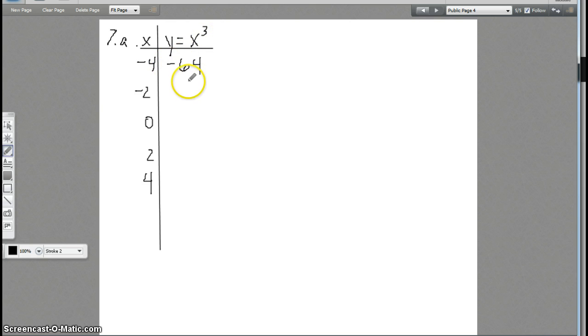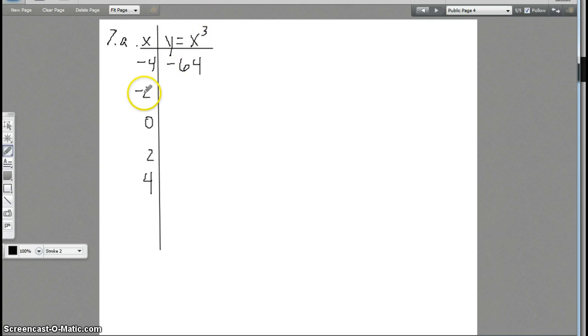Here's where you've got to be very careful. When you raise a negative number to an even power, you will always get a positive number. But when you raise a negative number to an odd power, you will get a negative number. Odd powers keep whatever sign you originally had. An even power will always be positive.